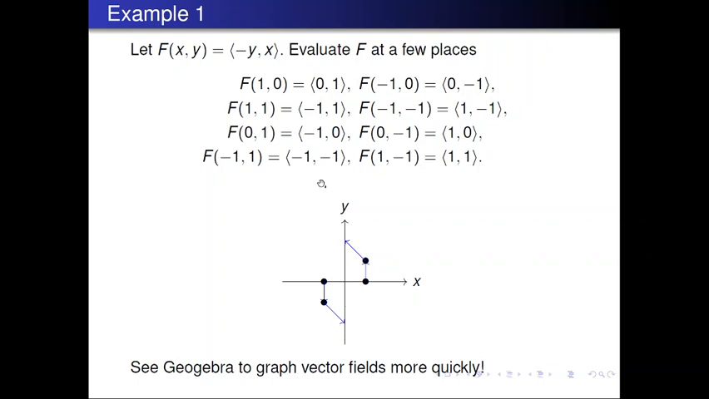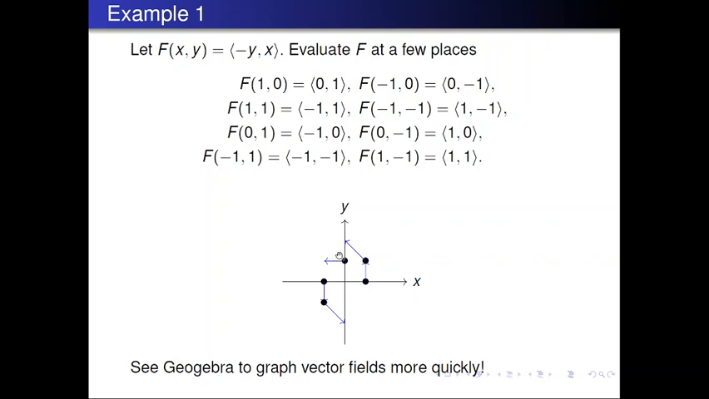Okay, let's keep going. So at the point 0, 1, that's this point right here in the plane, we're going to put down the vector that goes -1 in the x direction and 0 in the y direction. So let's see that one there.